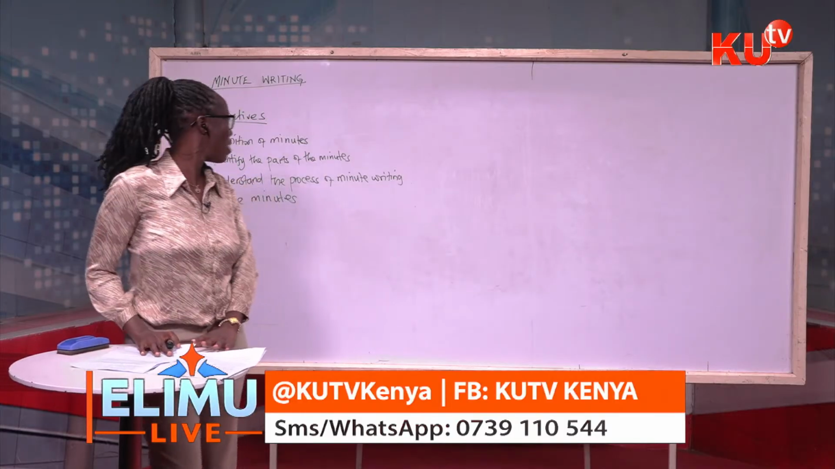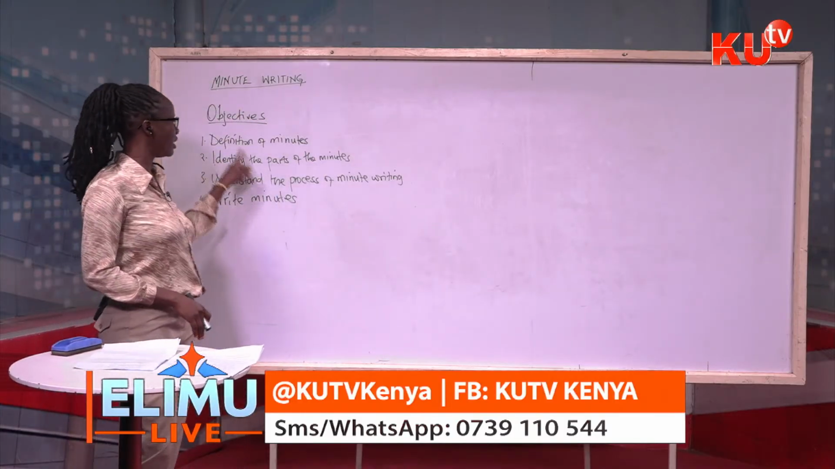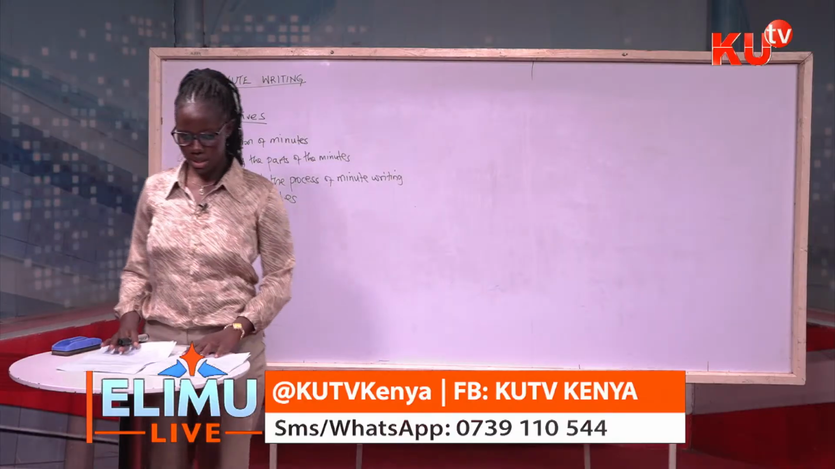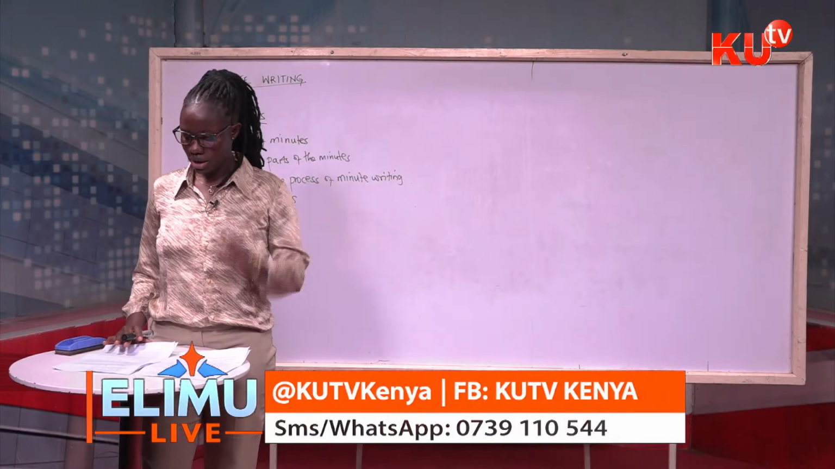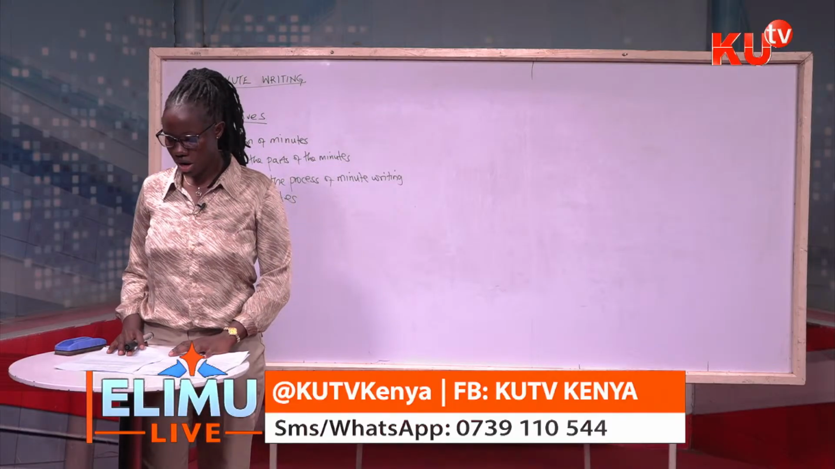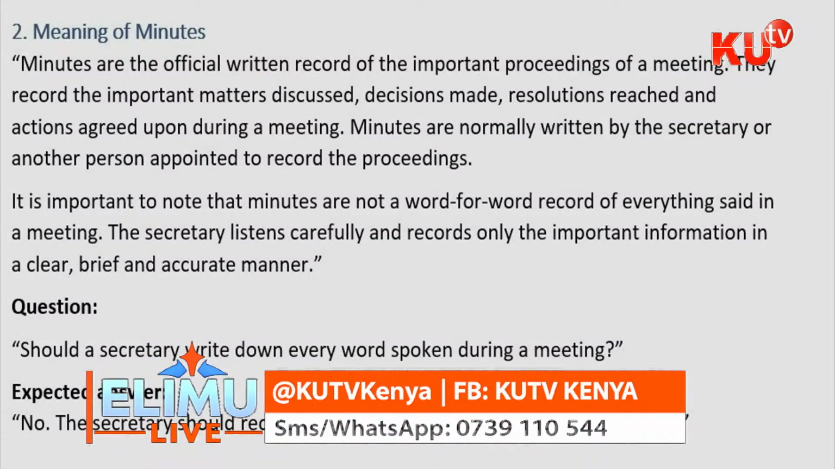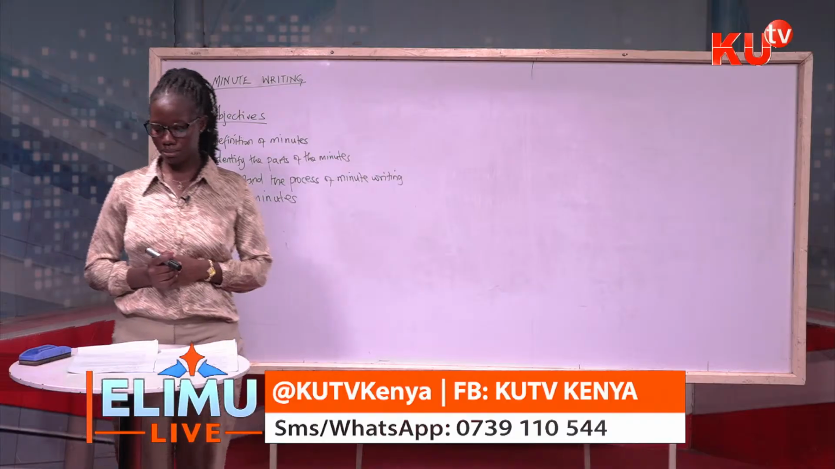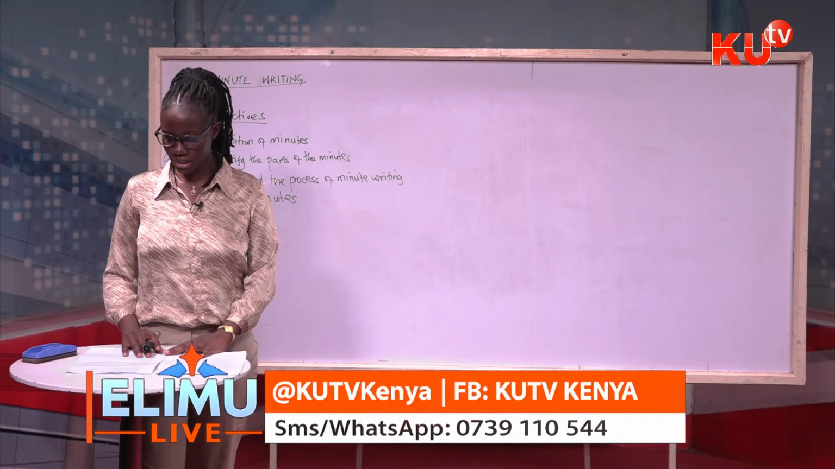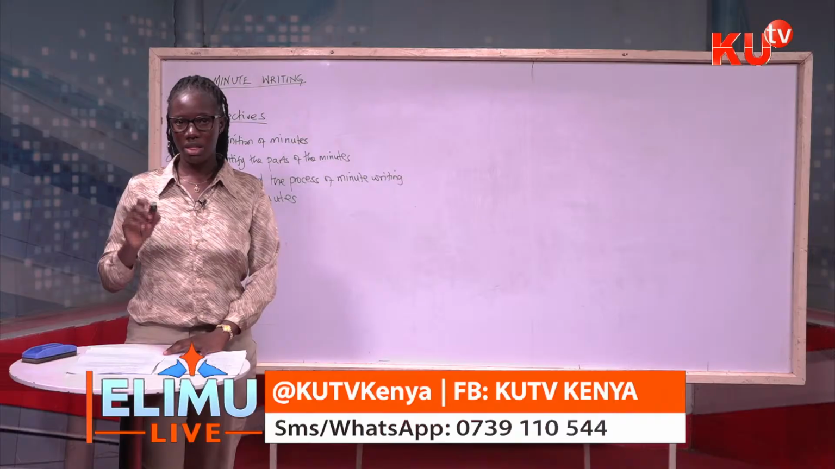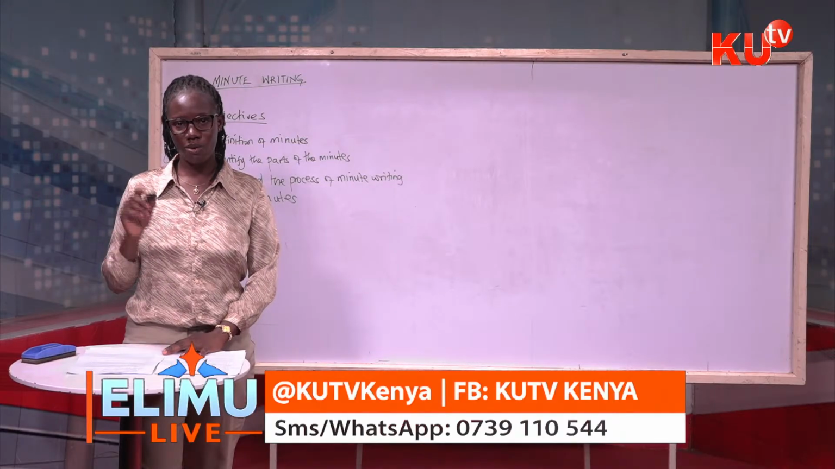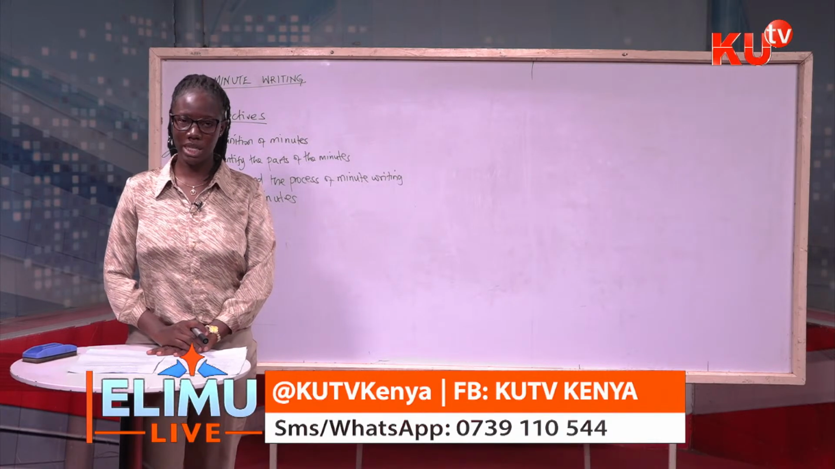So let's get back to our first objective, which is the definition of minutes. Minutes refer to the official written record of the important proceedings of a meeting. These are the official, or rather the formal, written recordings of the proceedings of a meeting. So anytime we have a meeting, or a meeting is supposed to take place, you should know the meaning of minutes and why you're going to have that meeting.